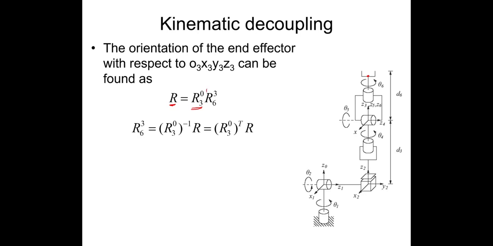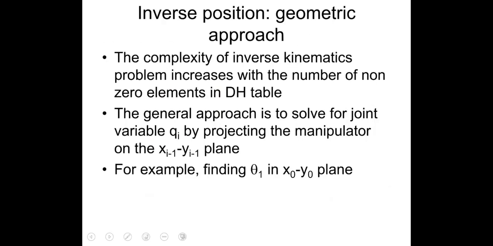So now the question is, we need to find this R63. And this R63 means the orientation of the end effector with respect to the spherical wrist center, which is right here. Okay, so R63 can be calculated from these two known matrices. This is a real number matrix, and this is calculated from the joint variables of the first three joints, so that R36 is the inverse of R30, multiplied by R.